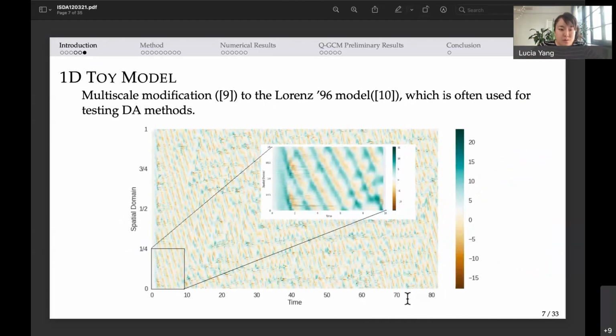Next, I introduce to you the 1D toy model that we'll be showing most of our results on. This is a multi-scale modification to the Lorenz 96 model. It's multi-scale in that you can definitely see the small and the larger scale separation. This is a 1D model, so the vertical axis shows the state and the horizontal axis is in time. So we're looking at the evolution of one instance of this model. It's initialized in noise very close to 0.